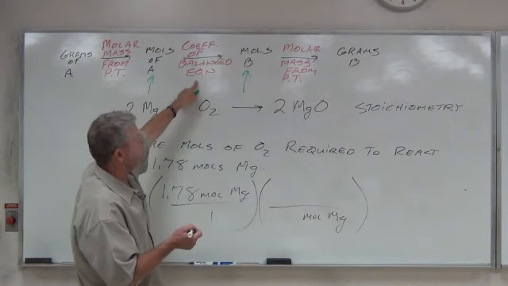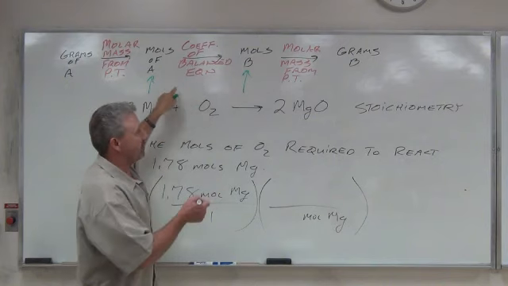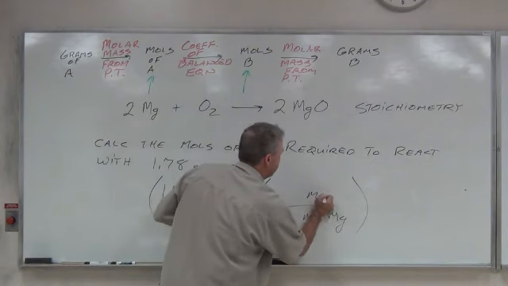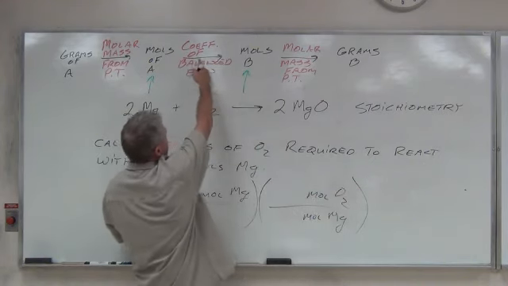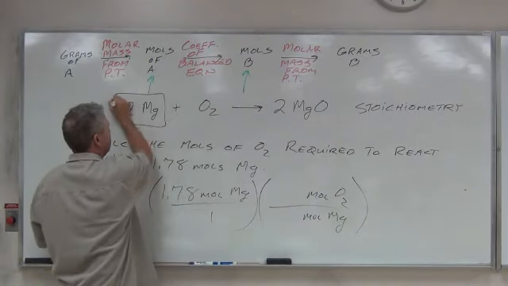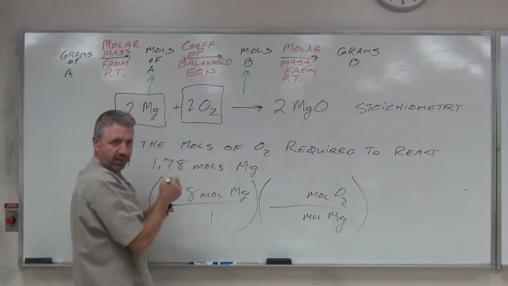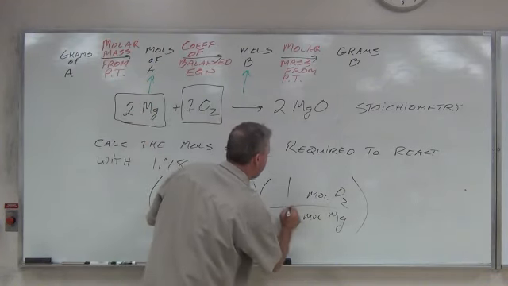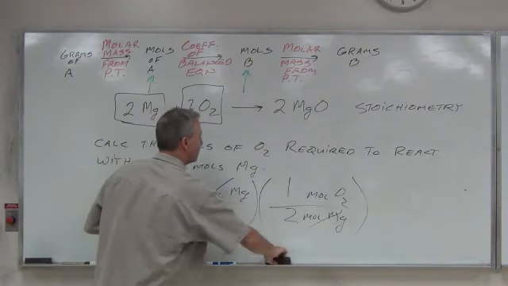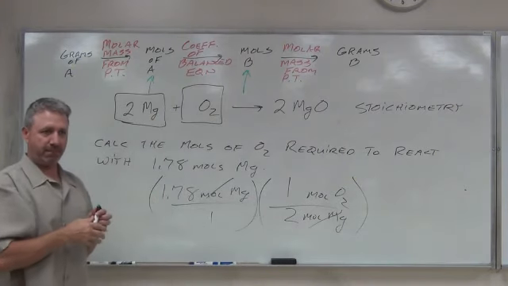And where do I find it? Whatever is between the arrows, that's what you have to do. So there is a direct conversion. I find it in the coefficients of my equation. I'm looking at magnesium, I'm looking at oxygen, this is a 1, even though it's not written, right? So I put a 1 there and a 2 there. Because the 1 goes with O2 and the 2 goes with magnesium.